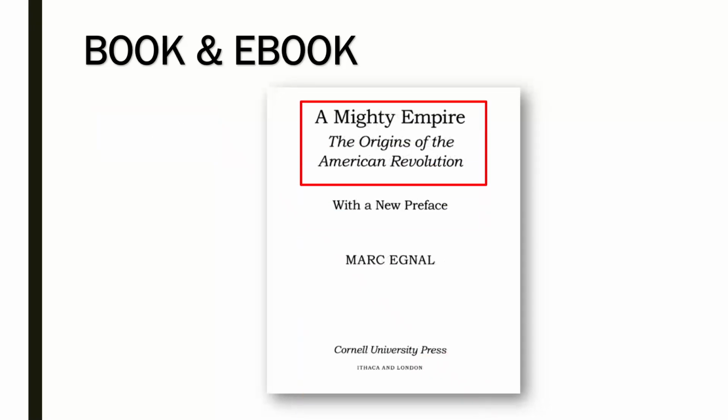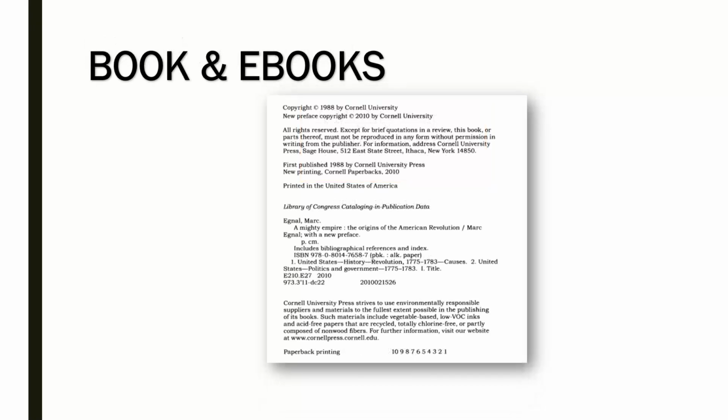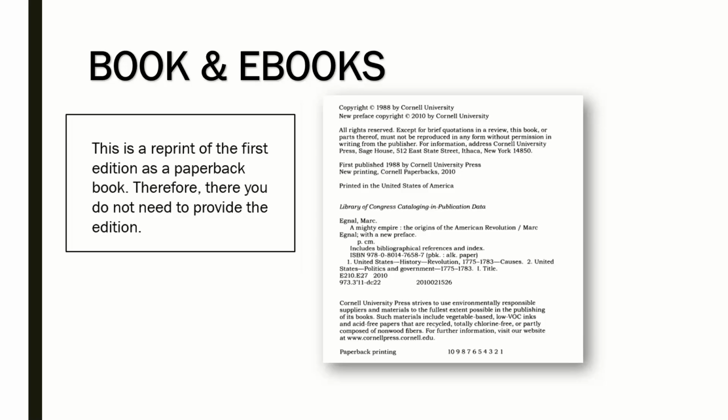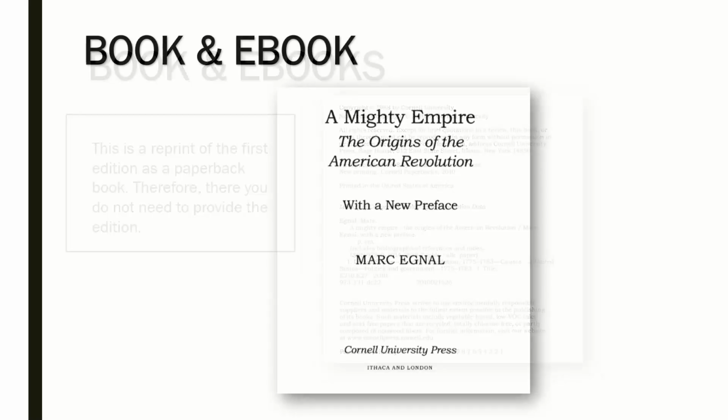After looking at the verso page, what is the edition for this book? You may not know this, but you do not have to provide an edition for books that are reprints of the first edition as a paperback. So we don't have to provide the edition for this book. Looking at the title page, who is the publisher of this book? If you said Cornell University Press, you are correct.